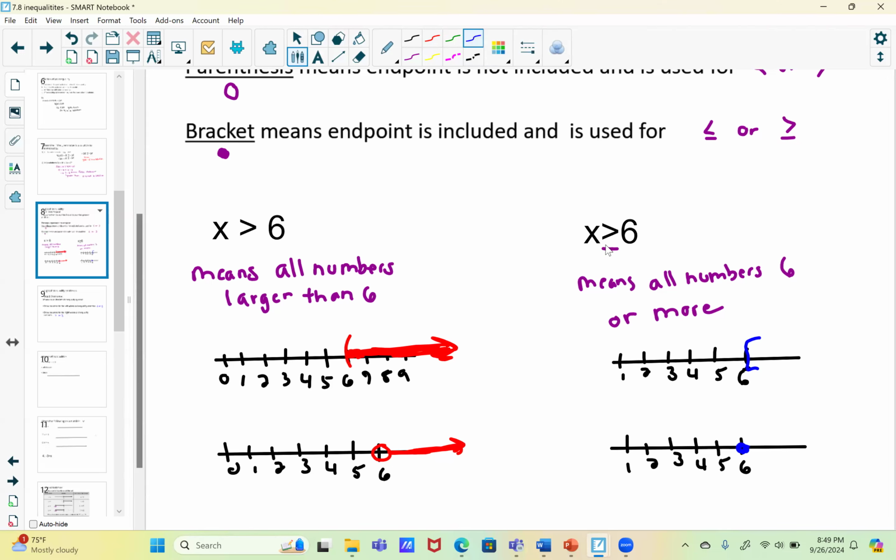For this one, it's the same thing. I have greater than or equal to, so I'm going to shade again to the right, because it's big numbers that are bigger than 6. And we're just using a bracket now, because that means 6 is included, or a closed circle.